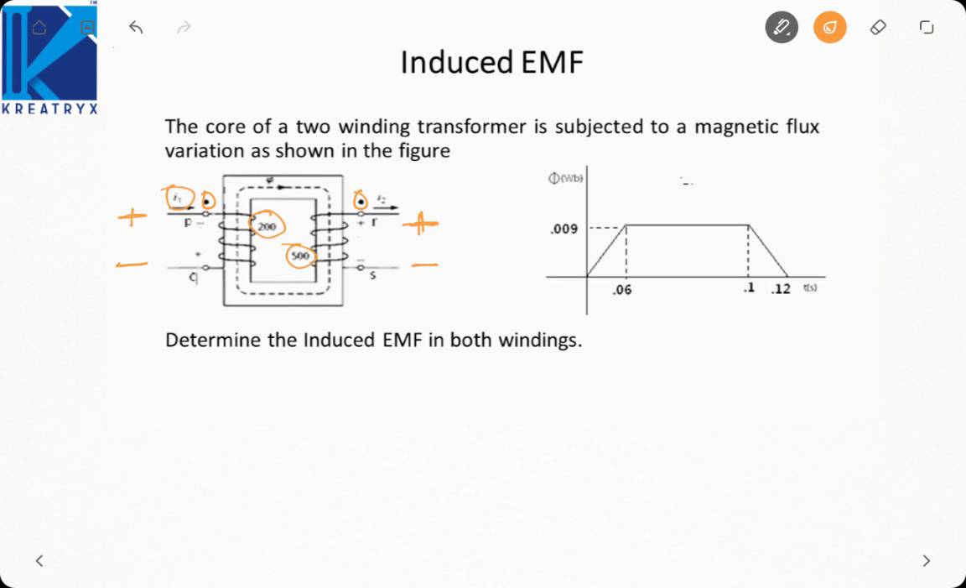Which means the polarity that I have given you in the primary is wrong. The plus terminal should be the upper one and the negative should be the lower one, which means the polarity is negative, or I can say EPQ will be minus N1 d phi by dt. But in the secondary, the plus minus that have been shown are the same as they should be. So ERS will be N2 d phi by dt.